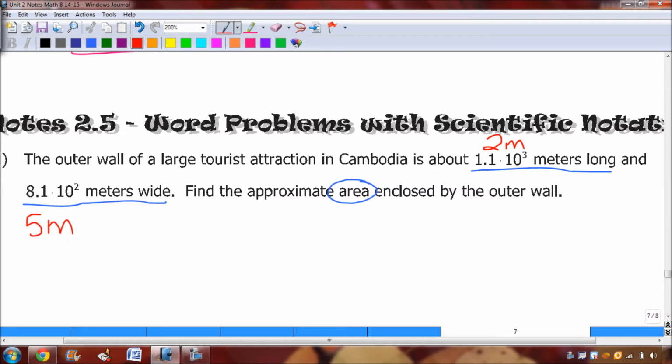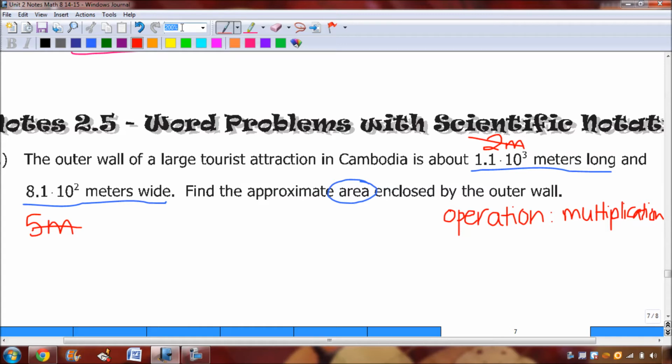Well, I know to find area, I just have to multiply the length times the width. So that means that the operation for this problem is multiplication. So we're going to write down that our operation is multiplication. Always identify what the operation is by using the easier numbers. So if I wanted to know the area, it would be 2 times 5, which is 10 square meters, right? But it's not 2 times 5. It's actually this 1.1 times 10 to the 3rd power times 8.1 times 10 to the 2nd power.